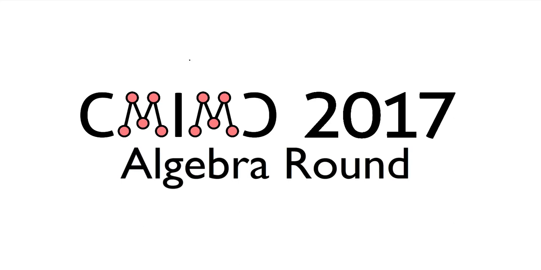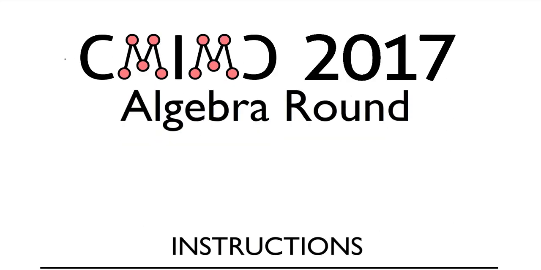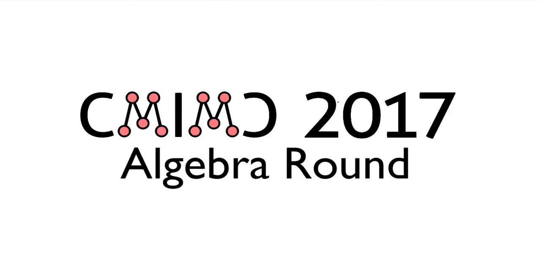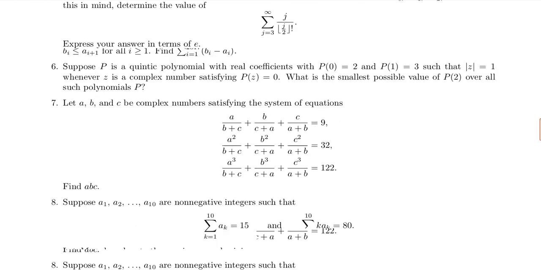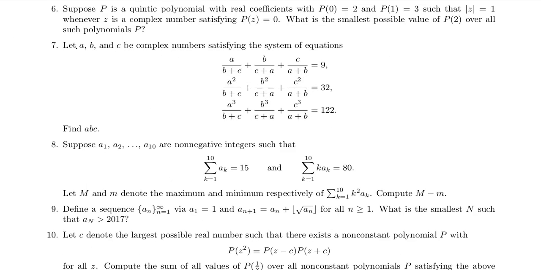Hello everybody, in this video I'm going to be looking at problem number 7 from the Carnegie Mellon Informatics and Mathematics Competition, 2017 Algebra round. So problem number 7 is we have A, B, and C are complex numbers satisfying this system of equations, and we wish to find A times B times C.